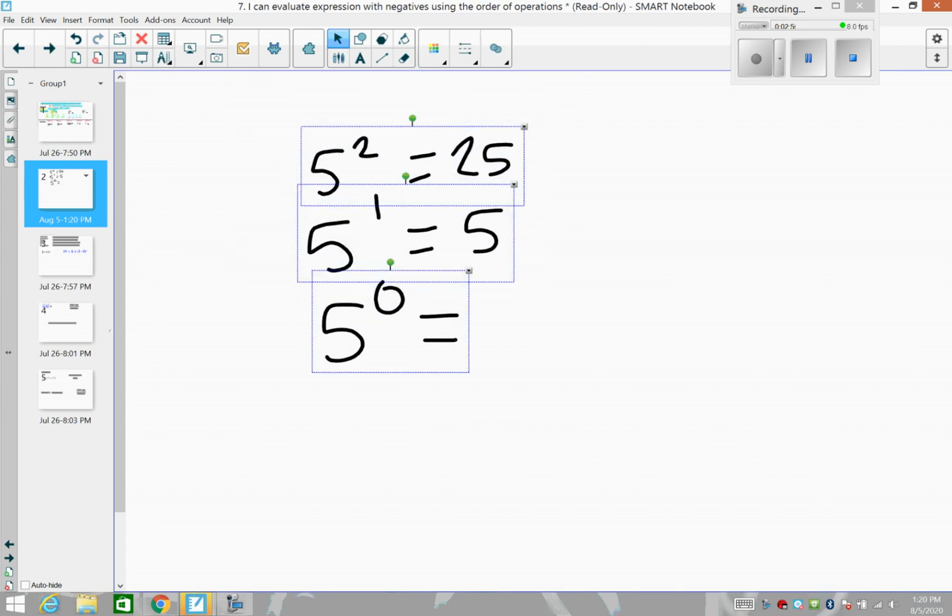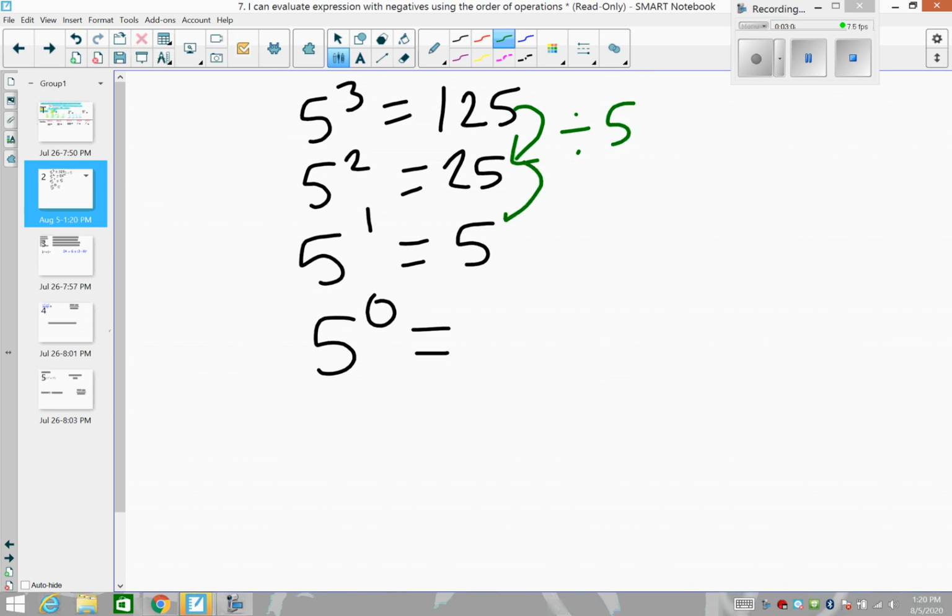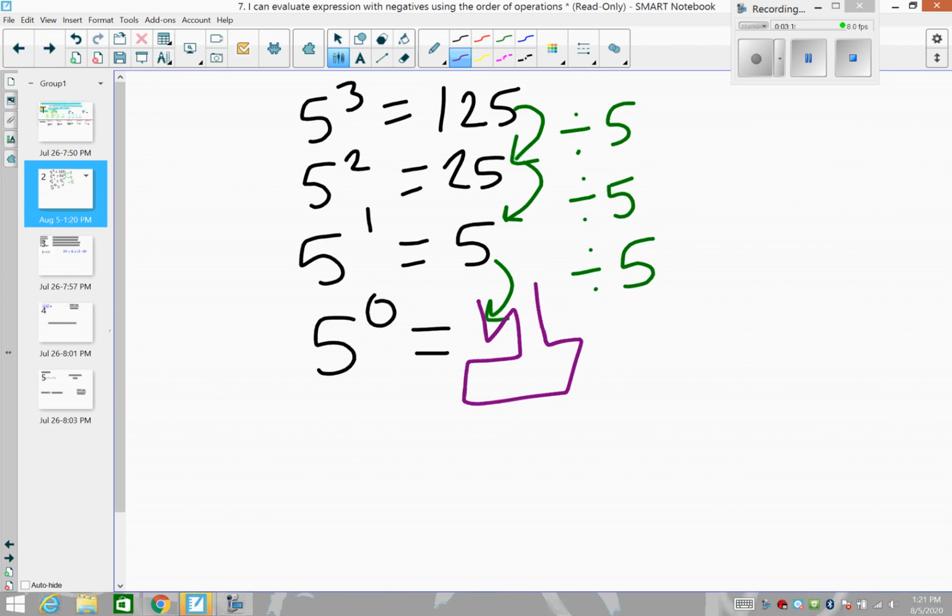So what about 5 to the 3rd power? Might be hard to do in your head, so I'm going to help support you on that, but that's really 5 times 5 is 25, times 5 is 125. So if we talk patterns here and we work down, we divide by 5, we divide by 5, we divide by 5. So 5 to the 0 power by default and by mathematical pattern would have to equal 1. And that in fact is what it does equal.